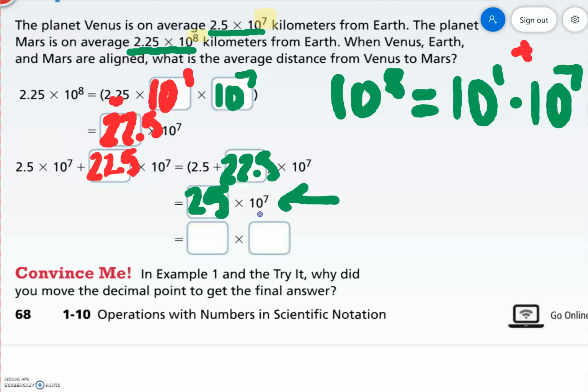But is this in correct scientific notation? No, because 25 is not between 1 and 10. So the decimal point is here. We need to move it 1 more. So we're at 2.5 times 10 to the 8th.